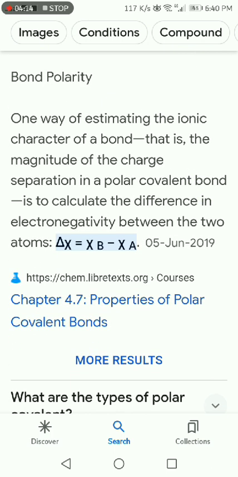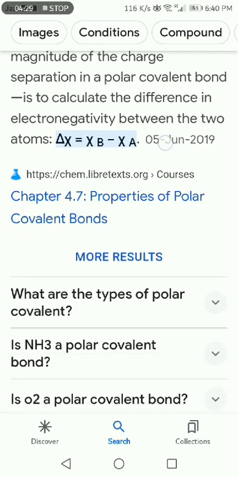One way of estimating the ionic character of a bond, that is, the magnitude of the charge separation in a polar covalent bond, is to calculate the difference in electronegativity between two atoms.